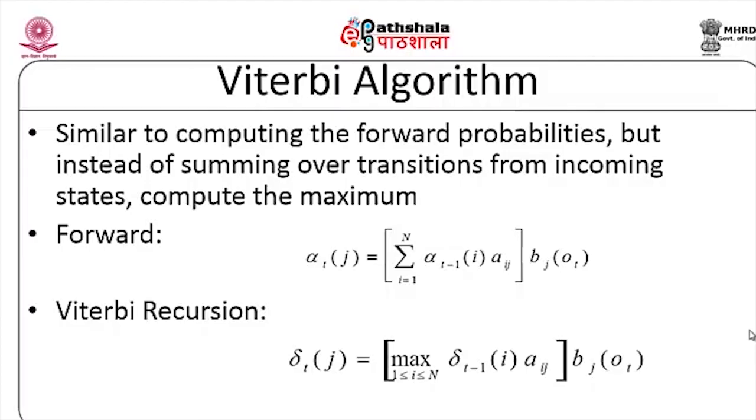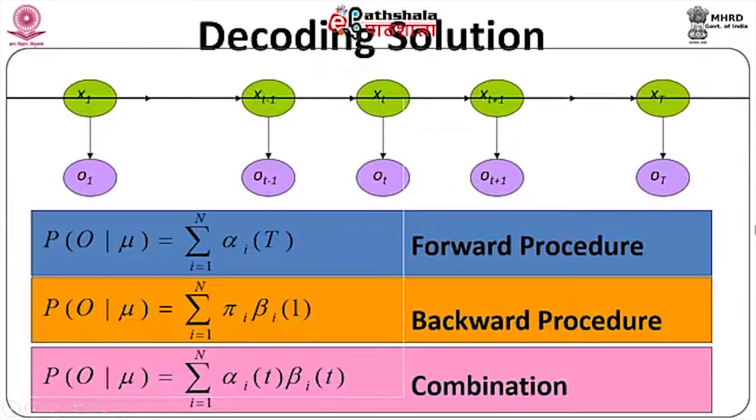The Viterbi algorithm is similar to computing forward probabilities, but instead of summing up the transitions from the incoming states, as we did there, here we compute the maximum. So, you can see the difference. In the forward procedure we did a summation over the previous states. Here we do not do a summation, we select the state that gave me the maximum. That transition alone I am considering, and that is the major difference between the two. In decoding you have the forward procedure, the backward procedure, and then a combination of the two.